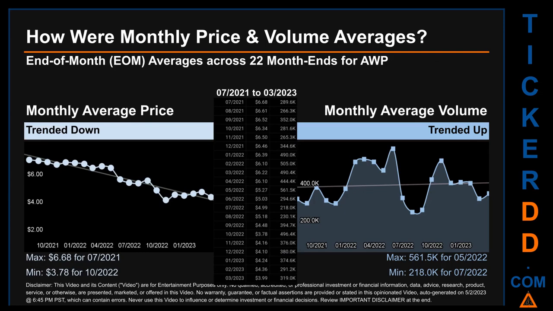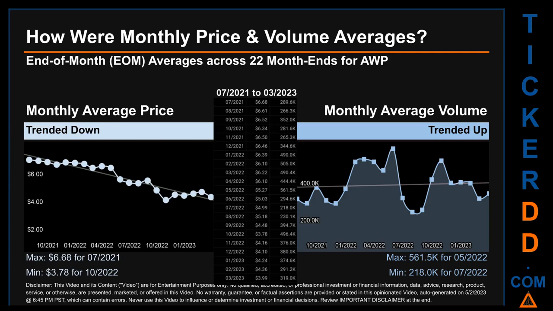How were price and volume averages for AWP? Across 448 trading days, there were a total of 22 month ends, of which monthly averages for daily price and volume were calculated. Overall, monthly price average trended down while monthly volume average trended up.